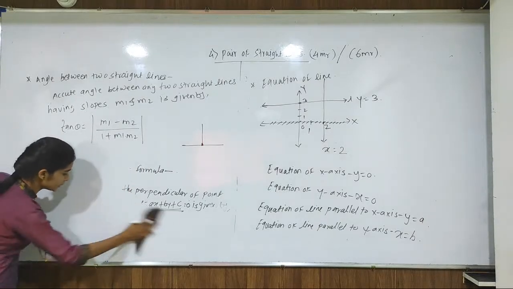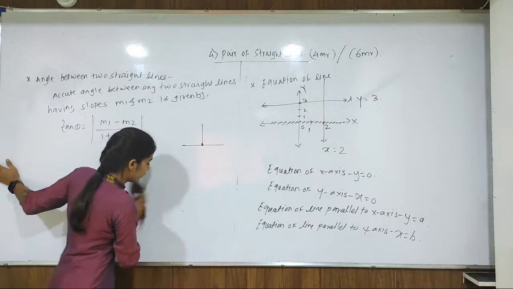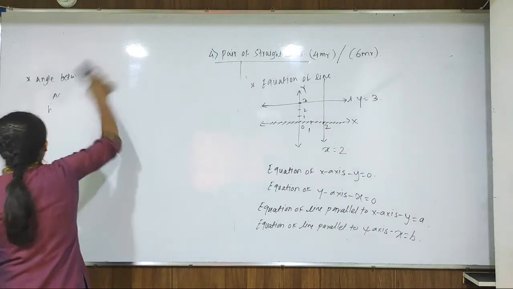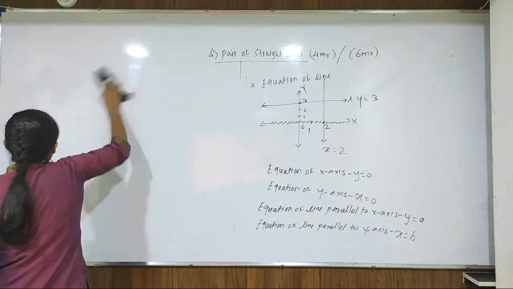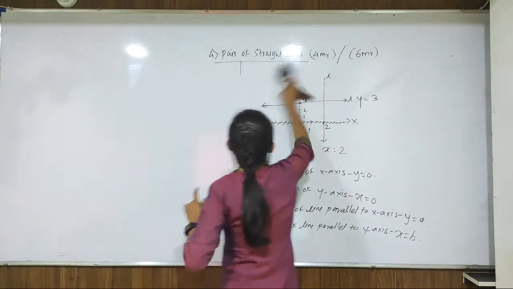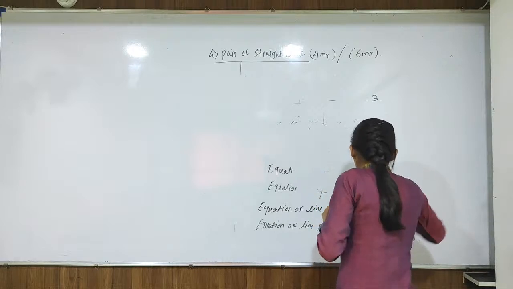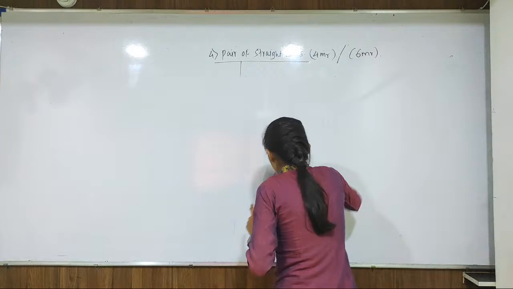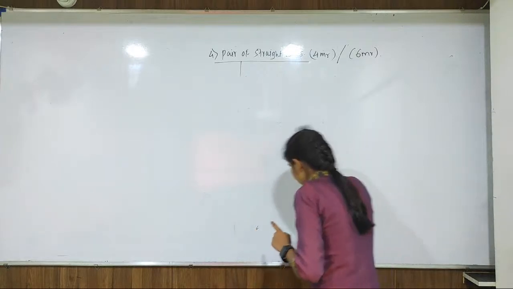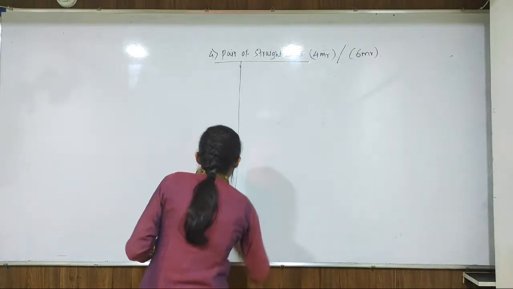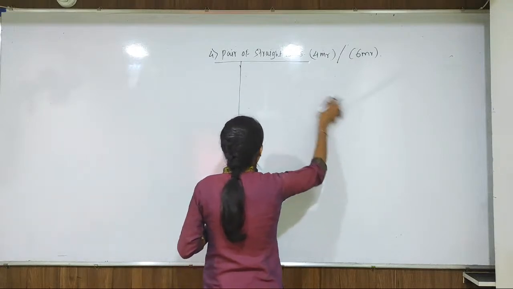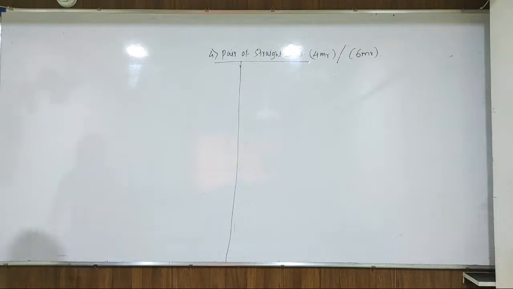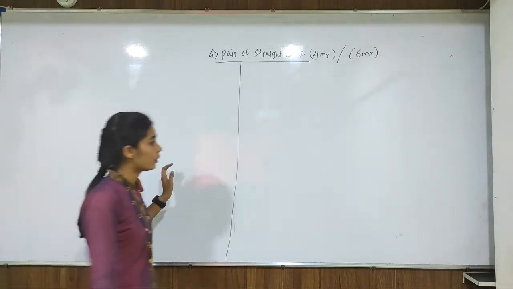Now we will see our actual 12th topic, pair of straight lines. Okay? Now we will see the topic pair of straight lines. Up to here it is the basics of class 11 straight line. Now we will see pair of straight lines. Until now we learned only about a single line. Now here pair means two or more lines.